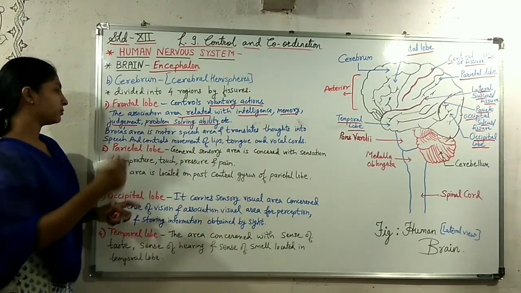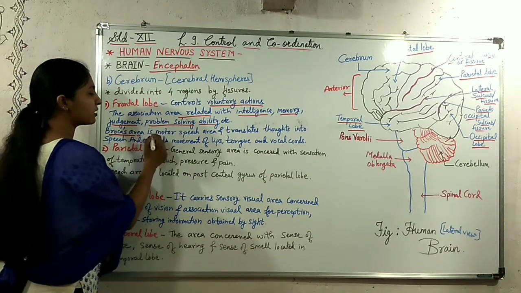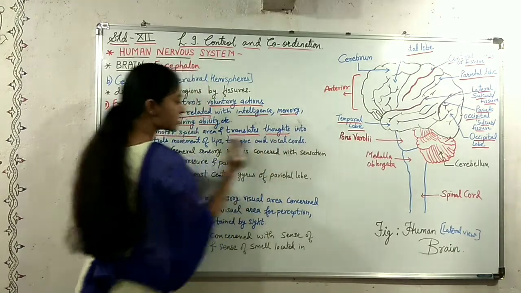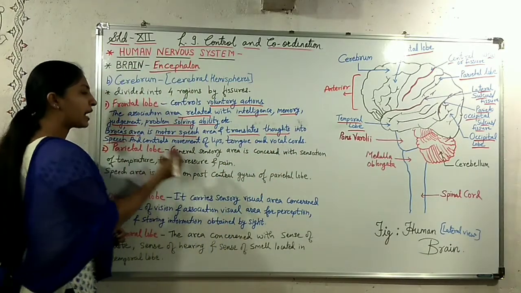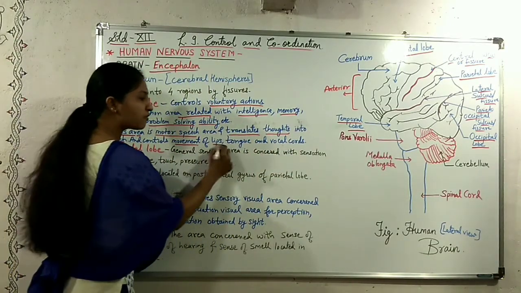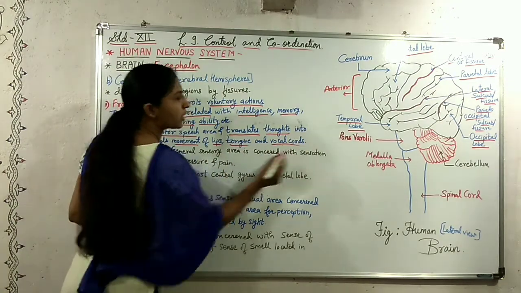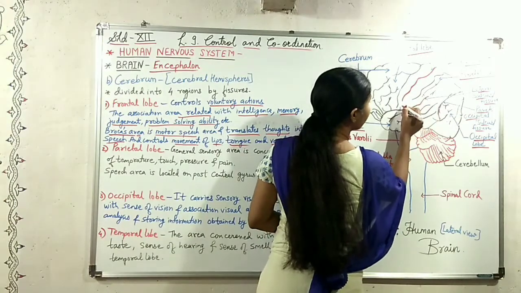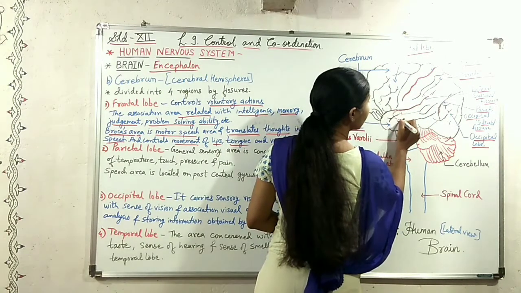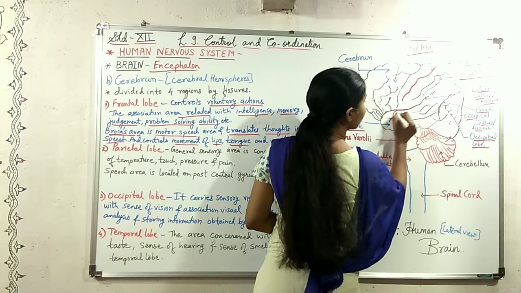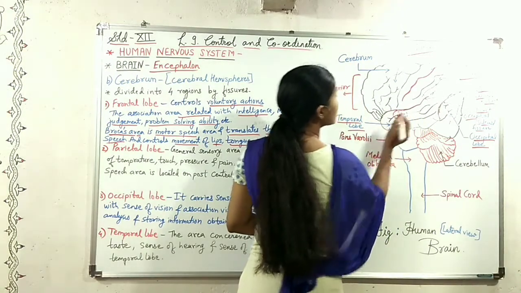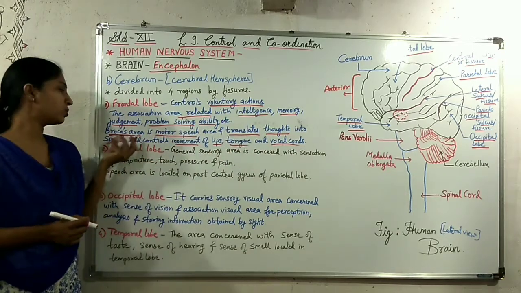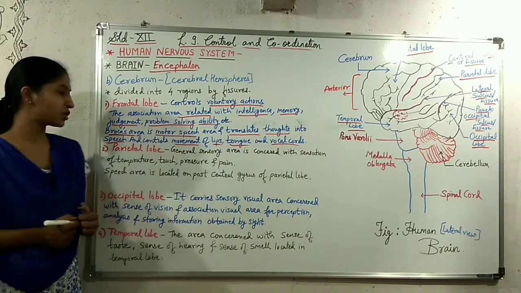Also, the Broca's area is the motor speech area that translates thoughts into speech, and it controls the movement of lips, tongue and vocal cords. So this Broca's area is present over here. It translates the thought into speech. It is a motor speech area.